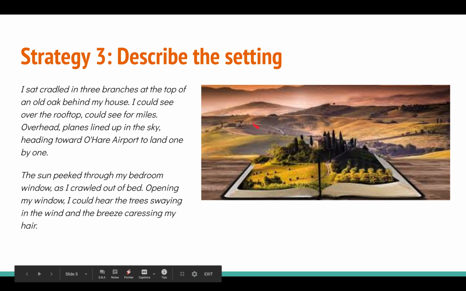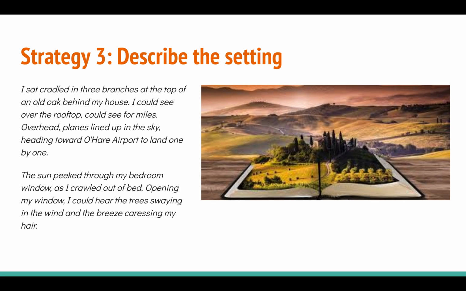So again, I think setting falls in great with sensory details: sight, sound, smell, taste, touch. Keep that in mind as you're describing your setting. Setting is really important in the beginning of a story and throughout the story as well. Describing your setting in the very beginning lines of your story really pulls that reader in. Here's another example. I sat cradled in 3 branches at the top of an old oak behind my house. I could see over the rooftop, could see for miles. Overhead, planes lined up in the sky, heading toward O'Hare Airport to land one by one. So you're giving the reader an opportunity to visualize the story they're about to read.